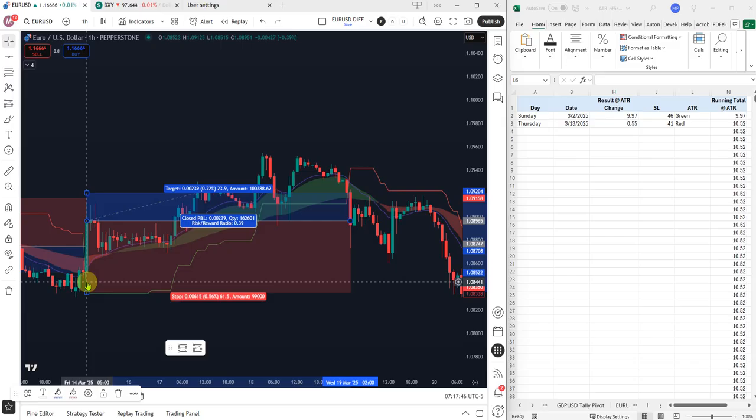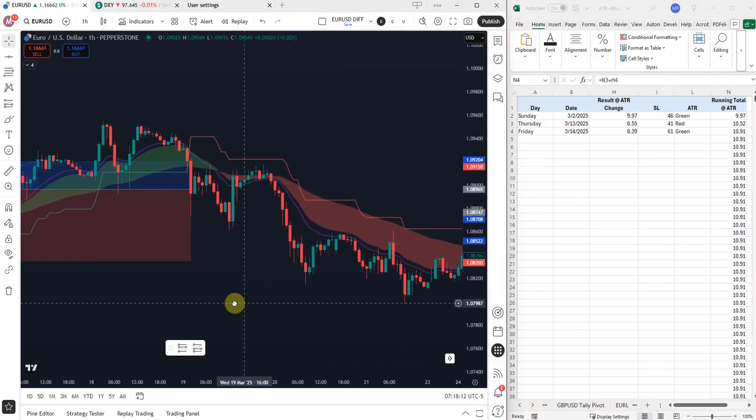So that was on the 14th, which was a Friday. So I'm going to put Friday, 3/14/25, and it was a 0.39, and my stop loss was 61, and it was green for a buy. There we go. All right.